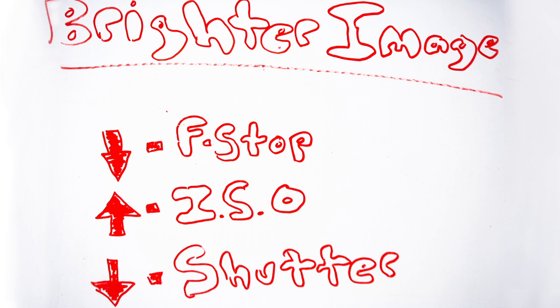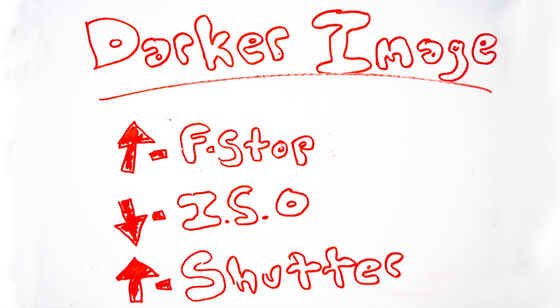For example, if you want a brighter image, you lower your f-stop and raise your ISO. You can also lower your shutter speed. And if you want a darker image, you can raise your f-stop, lower your ISO, and raise your shutter speed. But the key thing is, mix and match, try it out, experiment, because that's the only way you're gonna learn, and just use all the information we gave you today.